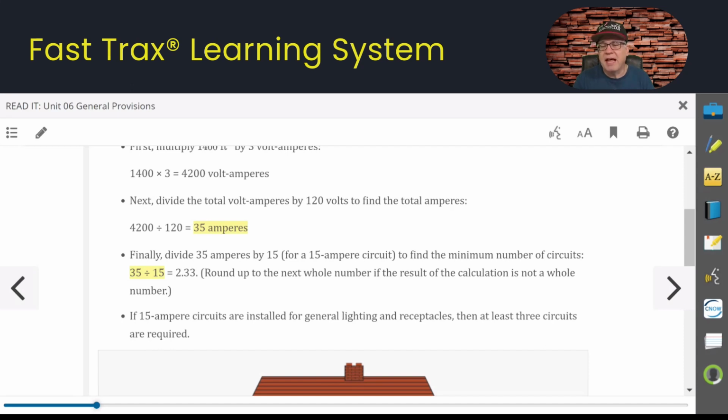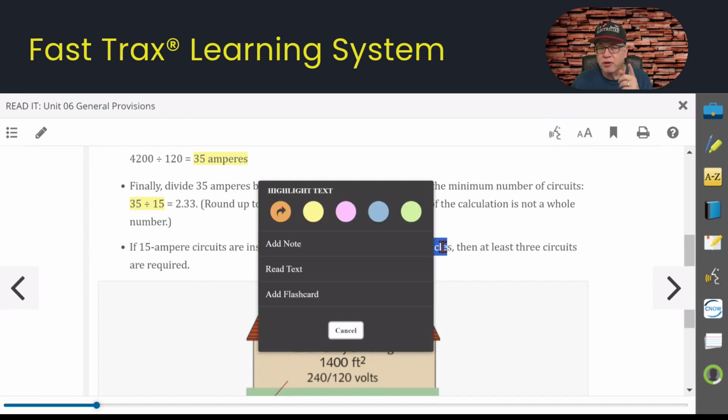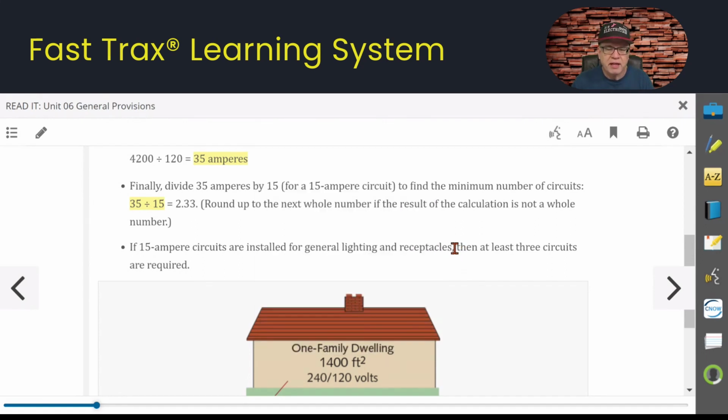Now, can you have more than that? Absolutely, you can. This is just a minimum. Okay, so if the 15 amp circuits are installed for general lighting and general use receptacles that we just covered in 220.41, then you need at least 3 circuits are required to be able to satisfy that requirement.